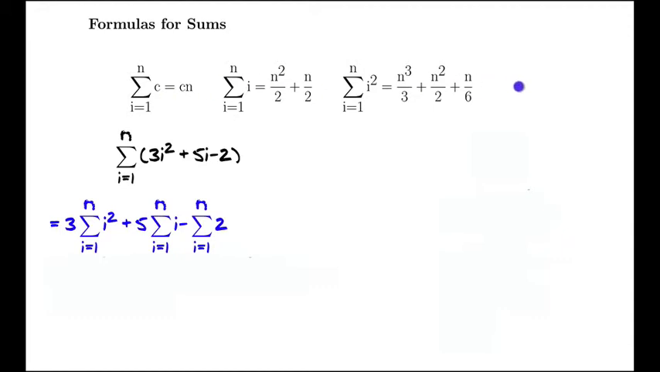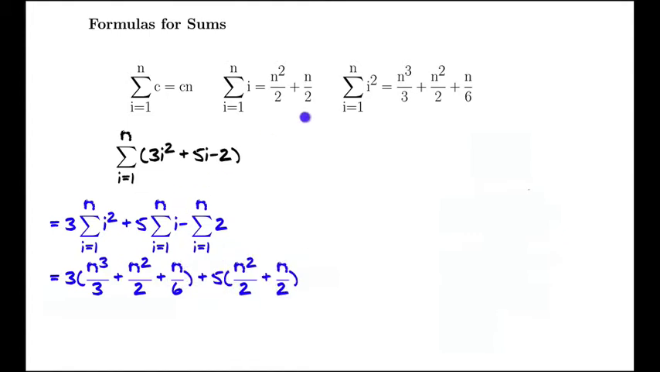So now we can start using these formulas. Here we see the sum i equals 1 to n of i squared, so for that summation, we can replace it with this formula. So this first term becomes this whole thing, 3 times this formula, n cubed over 3 plus n squared over 2 plus n over 6. Plus the second one, for the sum i equals 1 to n of i, we put n squared over 2 plus n over 2. So it's plus 5 times n squared over 2 plus n over 2.